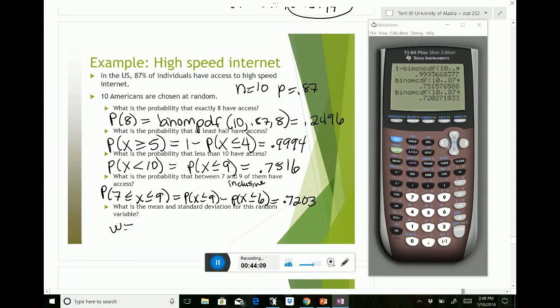So what is the mean and the standard deviation for this random variable? Well, the mean is just 87% of 10, so 0.87 times 10, which is 8.7. So you're expecting about 8.7 of the people that you sample should have internet access.